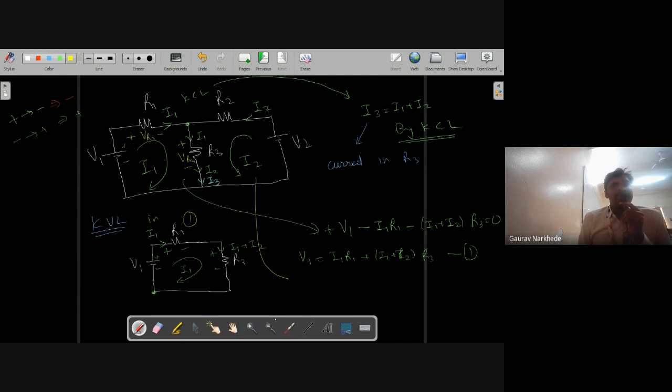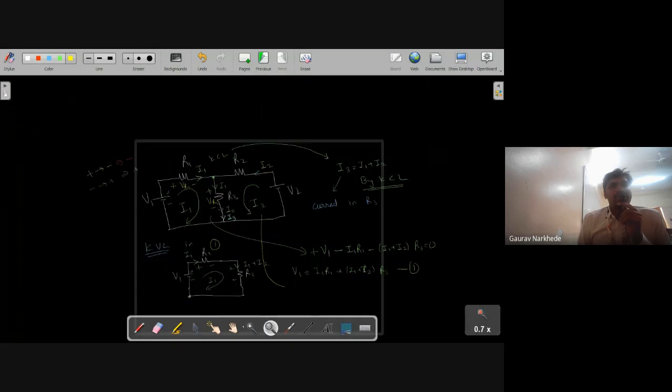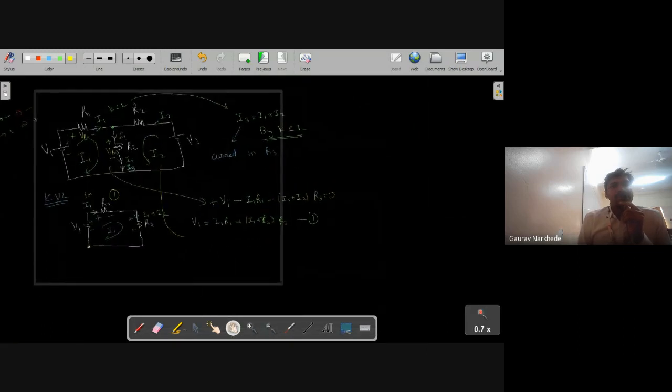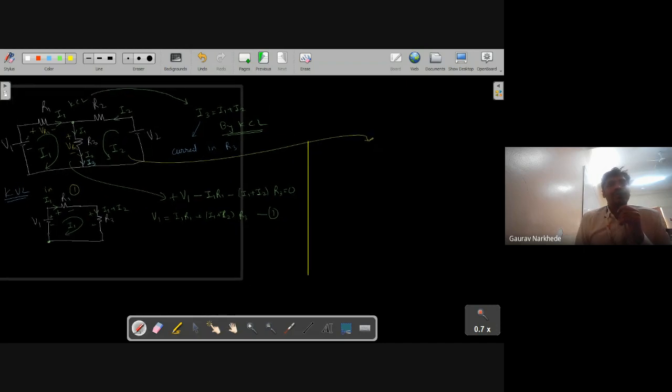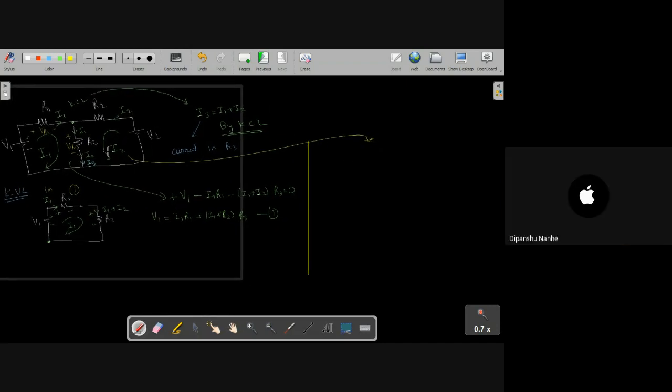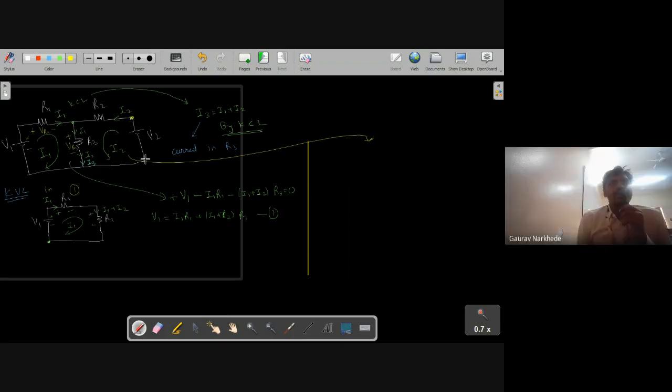So from here I can write a second equation, right? I will just put a line here. So second equation, how can I write it? Tell me. V2 minus I2 R2. Where do we start V2 from? From here, I2 R2. Look here, we start from here.